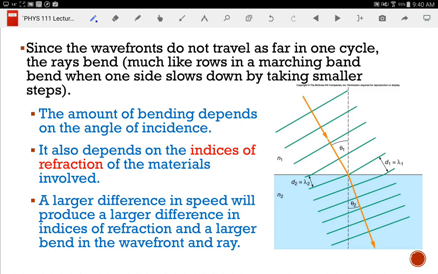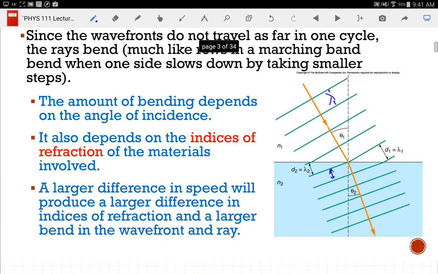So this diagram actually shows light coming in with a wavelength here. That's supposed to be a lambda. Let me draw the lambda first. A wavelength here between the two wave fronts goes into water, and in water the wavelength gets shorter. And so the spacing gets shorter and it has to change directions to have the new wavelength.